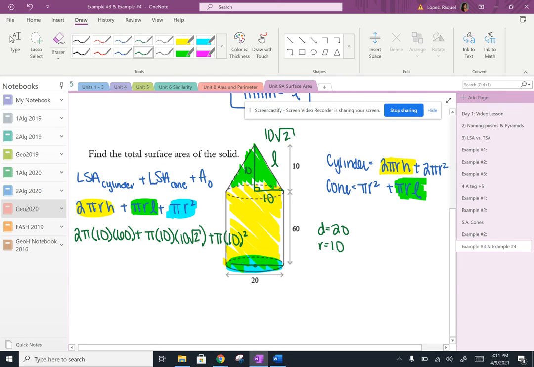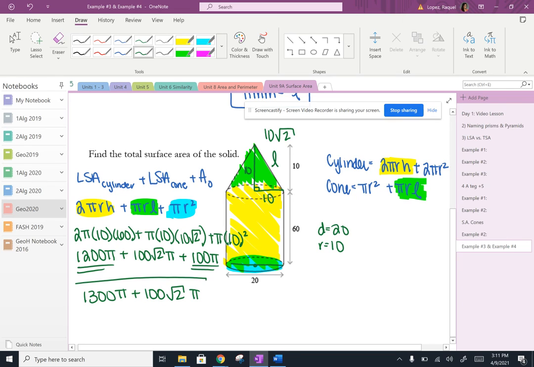All right, let's go ahead and start simplifying. So let's see, 10 times 60 is 600, times 2 is 1200. So I have 1200 pi plus 100 root 2 times pi plus 100 pi. All right. And then when I go to combine like terms, I can really only combine the first term and the last term because the middle term has a root 2 and the others don't. So my final answer is going to look like 1300 pi plus 100 root 2 pi. And this is our total surface area of that solid shown.